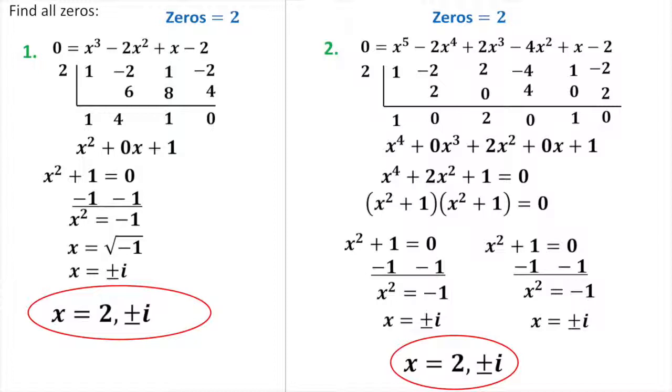Check your answers here. It was a little bit weird, but it was accurate. All of these ended up being the same answers. This one just happened twice. Plus or minus i and plus or minus i occurred twice, but they both ended up being the same answer.